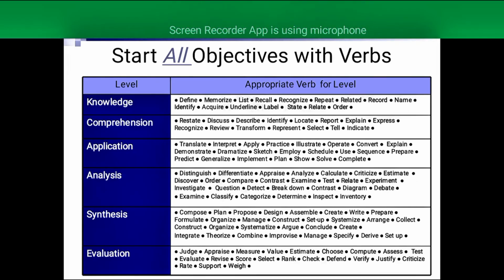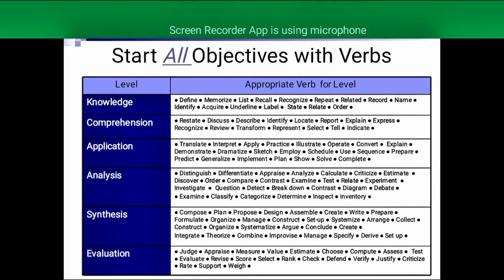Number 3, application: translate, interpret, apply, practice, illustrate, operate, convert, explain, demonstrate, dramatize, sketch, employ, schedule, use, sequence, prepare, predict, generalize, implement, plan, show, solve, complete.